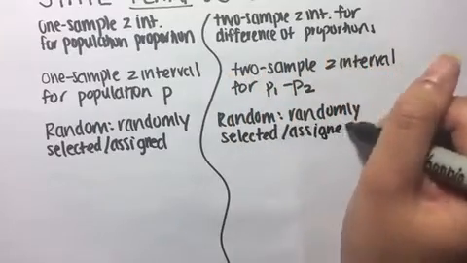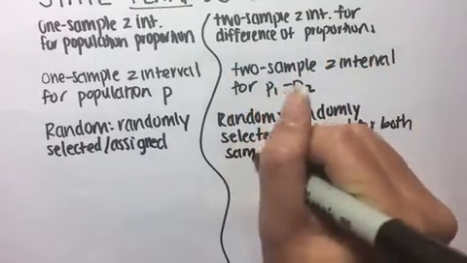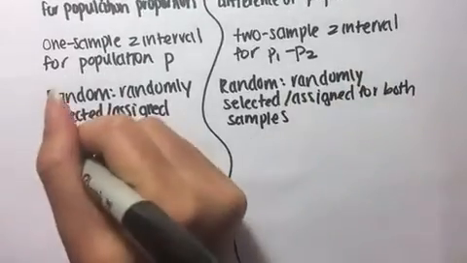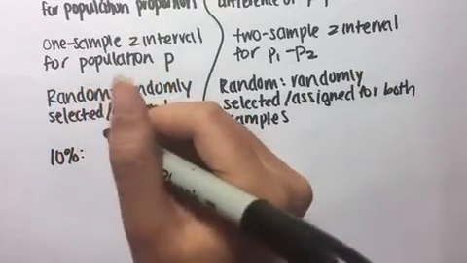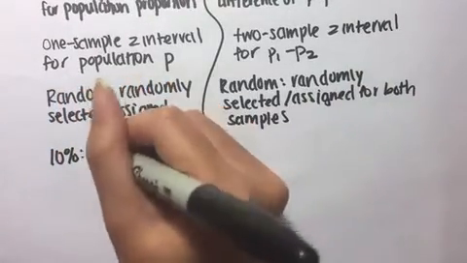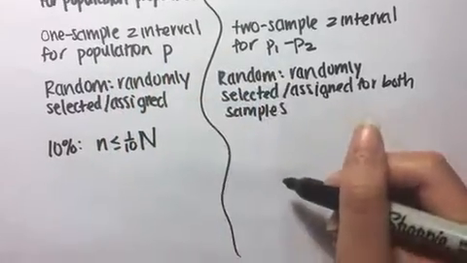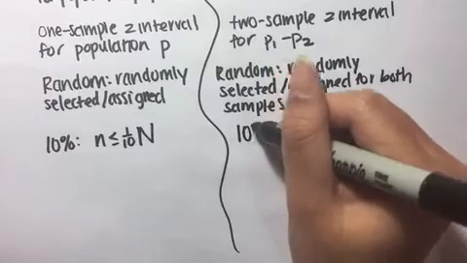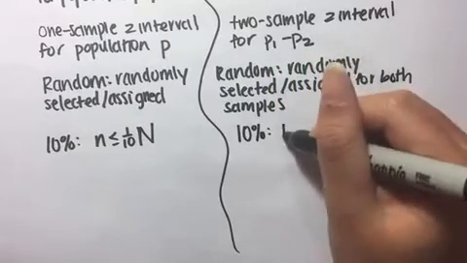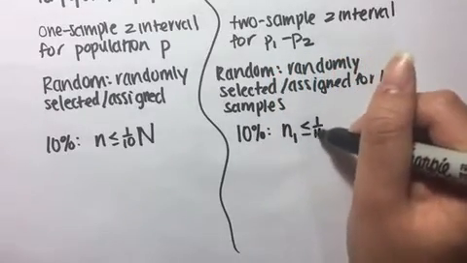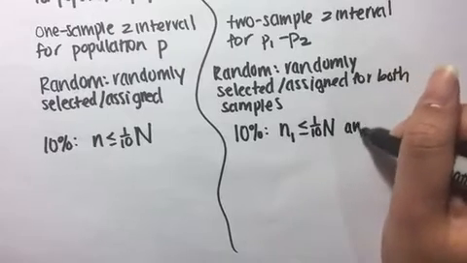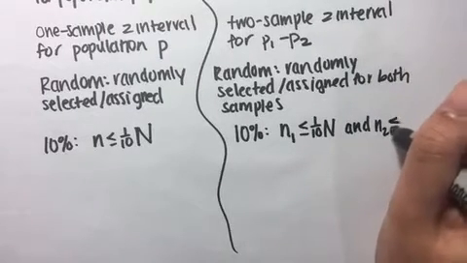We would also need to check the 10% condition if we are sampling without replacement, where for a one sample z-interval, the sample size has to be less than 10% of the population. And for a two sample z-interval, both sample sizes have to be less than 10% of the population. For the AP exam, however, they are not very strict on performing the 10% condition.